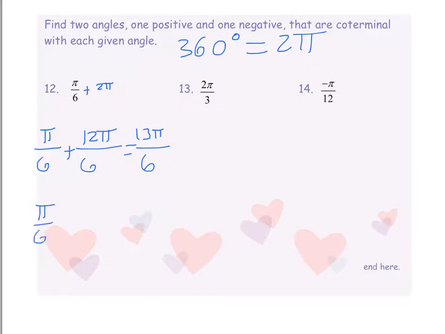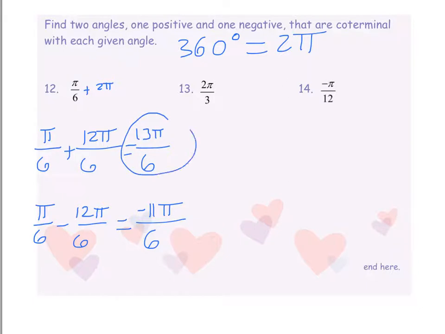I could also subtract to get a negative one. I can use the same form of 2 pi, which is 12 pi over 6. When I subtract those, I get negative 11 pi over 6, and there's your negative one. I should double check to make sure those can't be simplified. 13 over 6, that looks good. Those don't have any common factors. 11 and 6, same thing. Those can't be reduced.